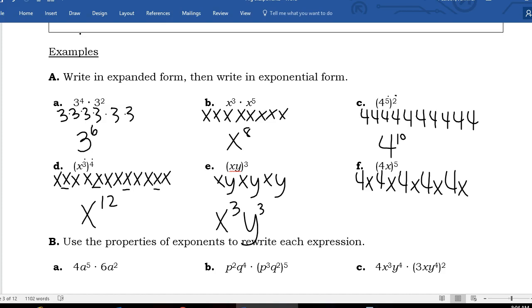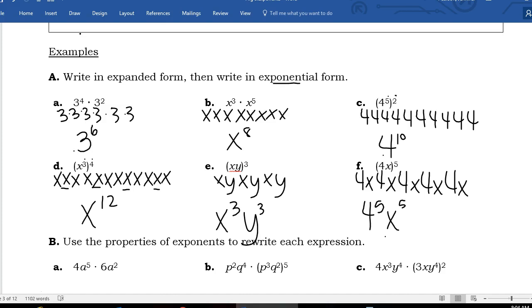That tells me I have 4 5s, 5 4s, and 5 x's. Everything in the power gets the power. Everything in the parentheses gets the power. Now, depending on the instructions, this one says to write in exponential form. So I would call this done. Similarly, I'm calling that done, I'm calling that done.